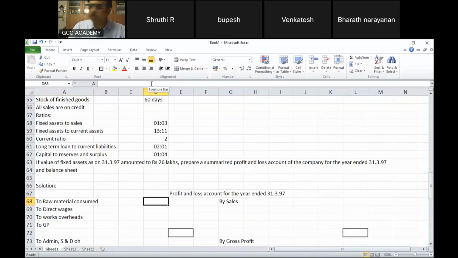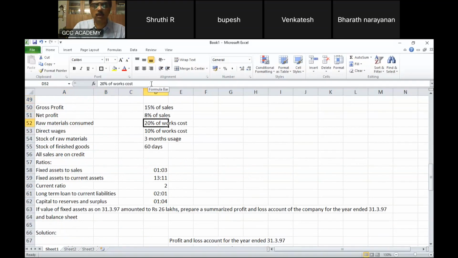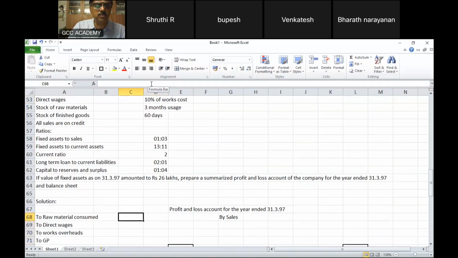So raw material consumed is given in the question: raw material consumed is 20% of works cost. Look at what they have given: raw material consumed is 20% of works cost. We already got works cost as 66.3 lakhs. So raw material consumed is 20% of 66.3 lakhs. So tell me, what is 20% of 66.3 lakhs? 13.26.